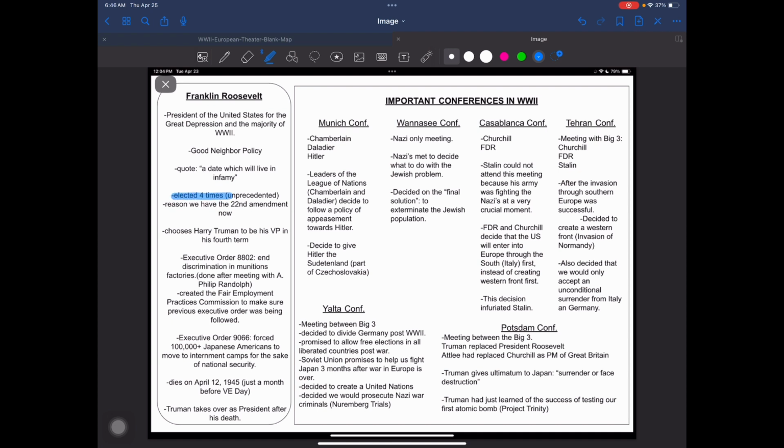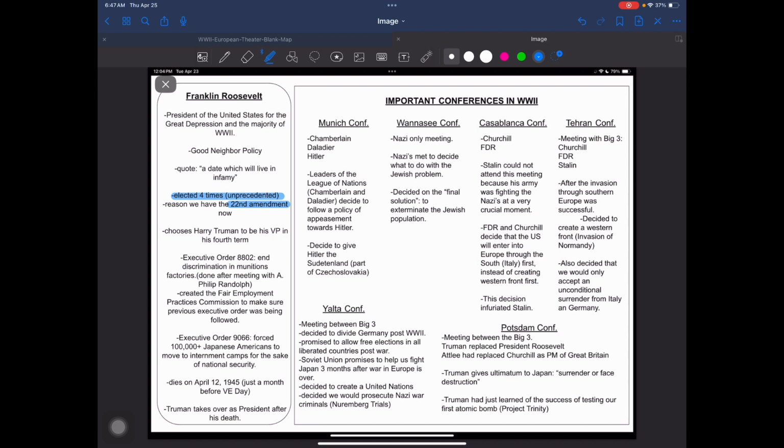He's elected 4 times. And the word that's often used to describe that is unprecedented, which means it had never been done before. His third term was unprecedented. No president had ever been elected for a third term. Now, after his passing, we're going to see that the states are going to agree on amending the Constitution and adding the 22nd Amendment. And the 22nd Amendment is what limits a presidency to 2 terms.